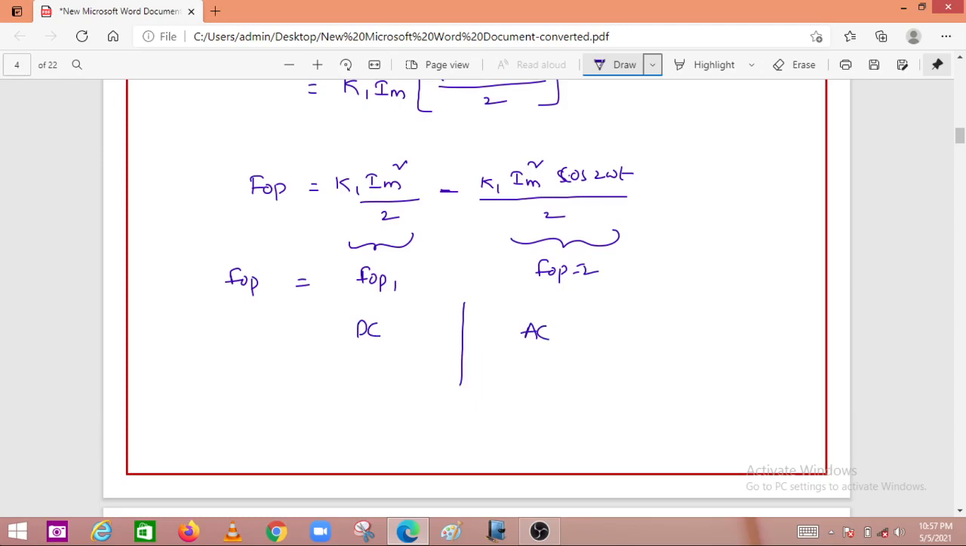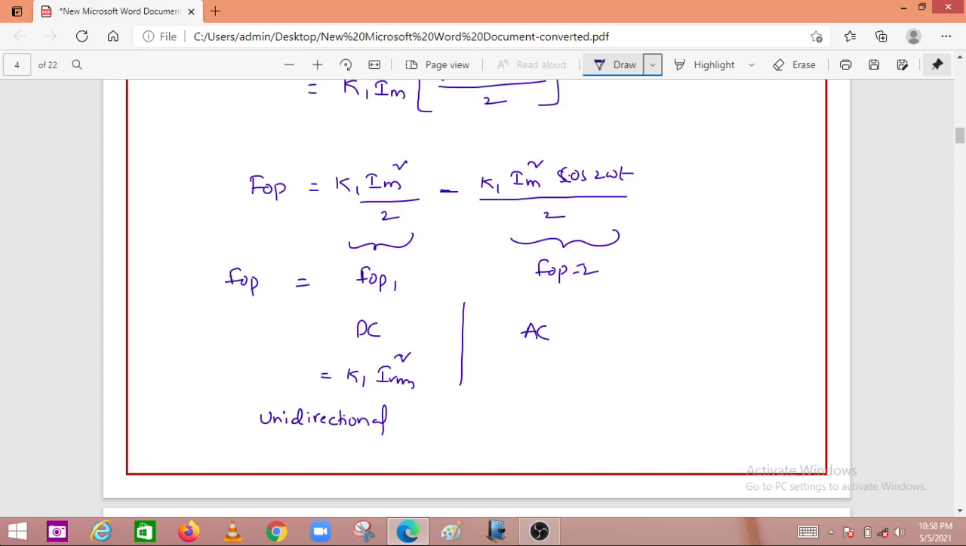This DC component can be written as K1 into Im square by 2, that can be written as K1 into I RMS square. I RMS is equal to Im by root 2. If you square it, it will be Im square by 2. So this DC component is K1 into I RMS square. This is a unidirectional operating force, which can be applied for operating this relay.